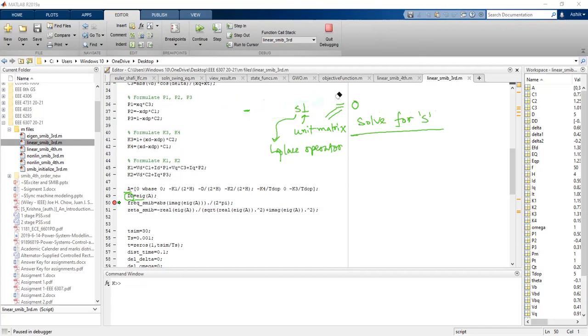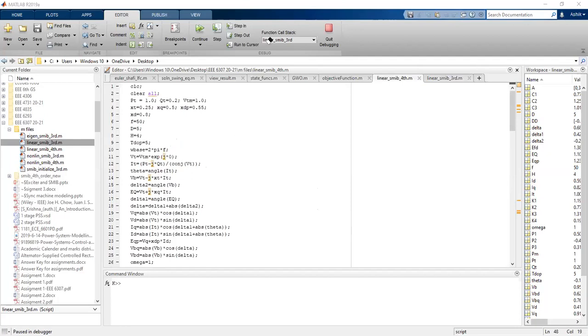Now this is the third order system. We already did it before mid, but now we have completed the fourth order modeling part. We have included the exciter block. We have built the 4x4 system matrix today, so today we will be interested in the fourth order model, and it is the same data set as we used for the third order model.